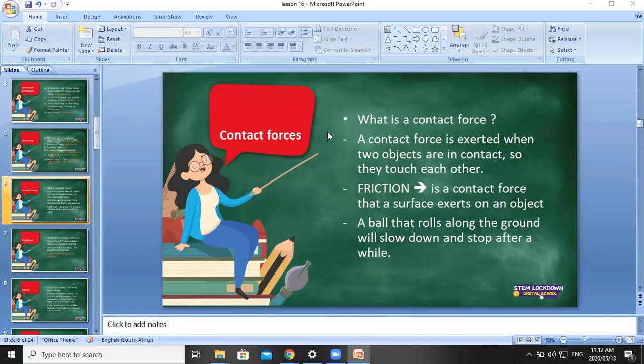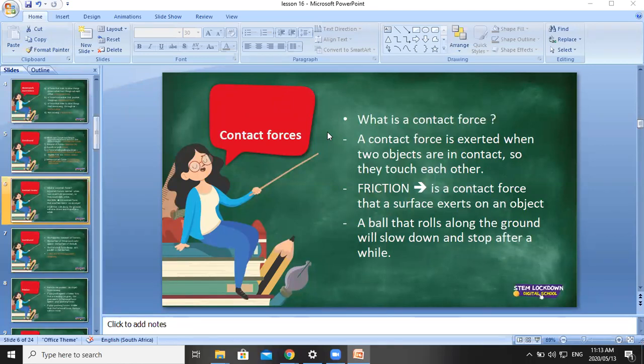A contact force is exerted when two objects are in contact, so they touch each other. As I've been making an example with my hands, when both my hands come together, that's a contact force, because I push them together. Then friction is a contact force that a surface exerts on an object. So both surfaces are exerting on each other, on both hands. And when you're rubbing them together, I've explained the concept of friction.